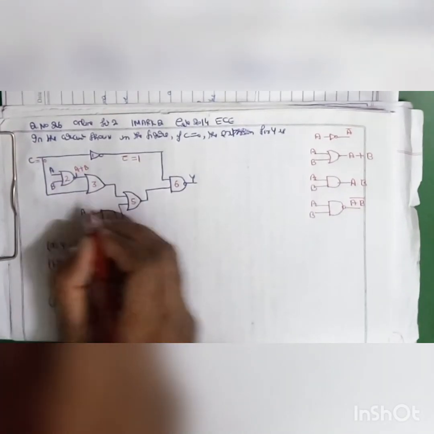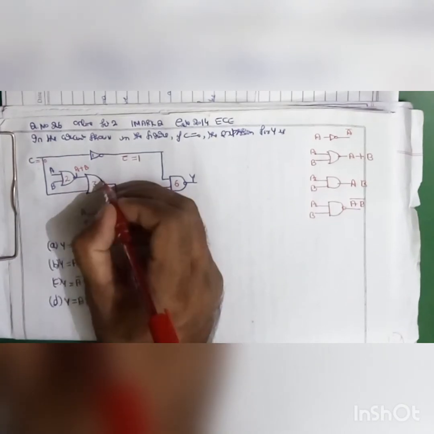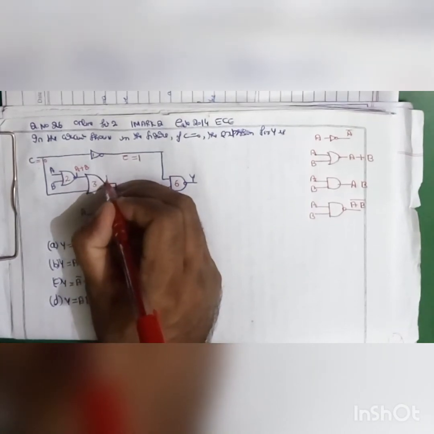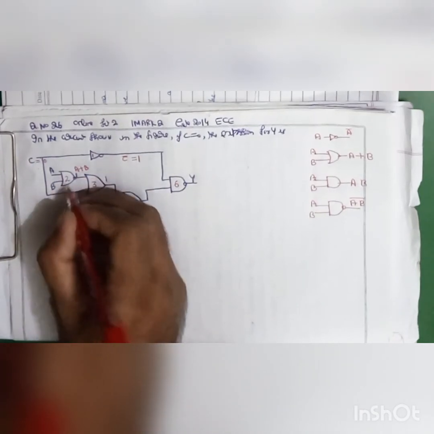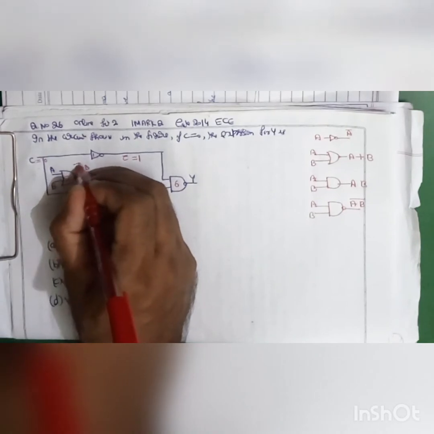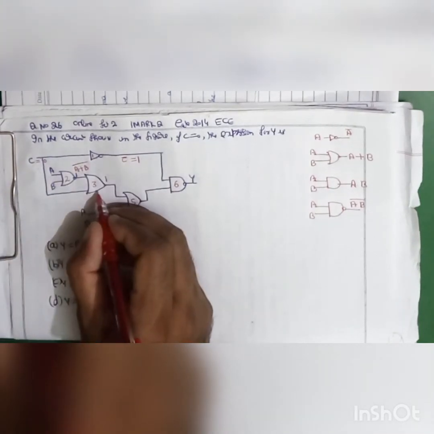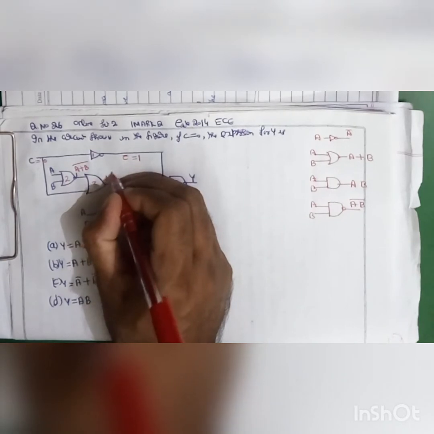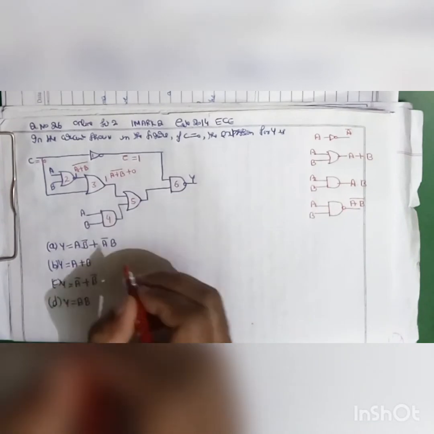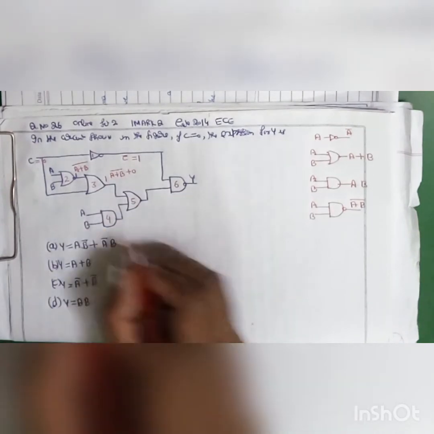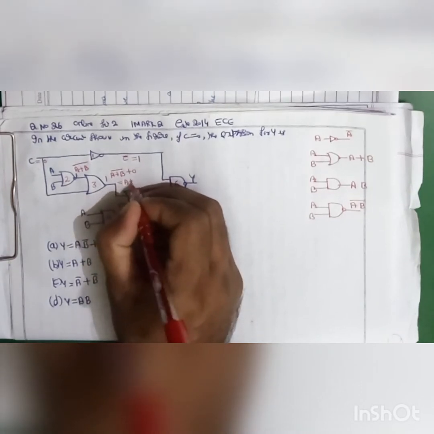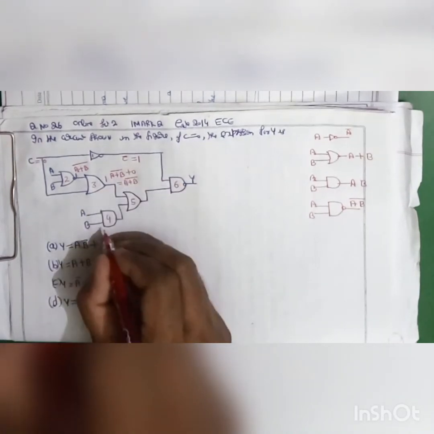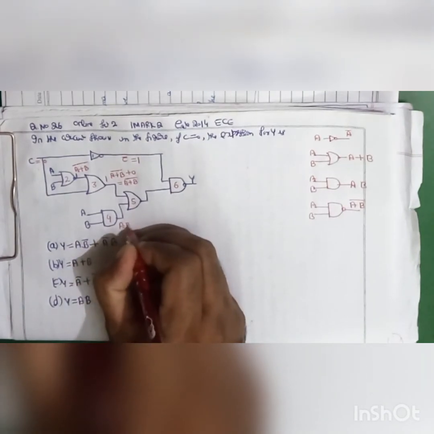The output of gate 1 will be C bar. The output of gate 2, as it is a NOR gate, will be A or B whole bar. Gate 3 is an OR gate, so its output will be A or B whole bar or 0, which is A or B whole bar. And the output of gate 4 will be A and B.